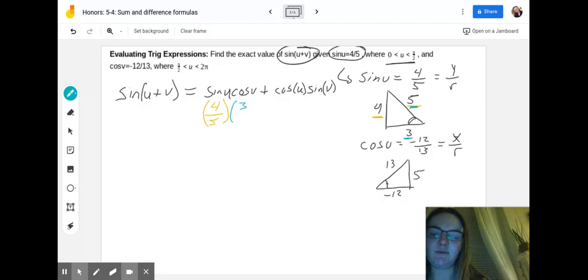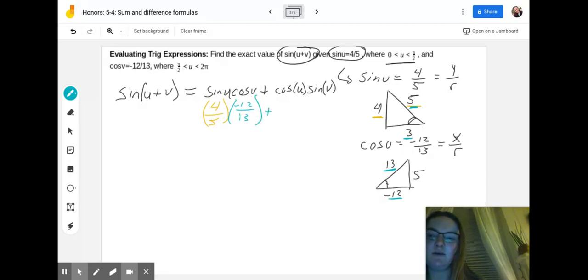Oh, but I'm doing cosine of v. Sorry, I should have chosen different letters than u's and v's. Those are very hard to distinguish. If I'm doing cosine of u, that's going to be adjacent over hypotenuse. All right, let's keep going.